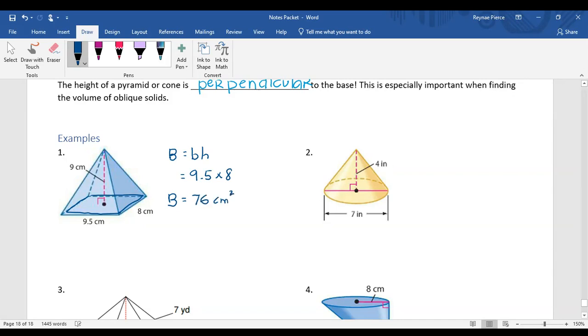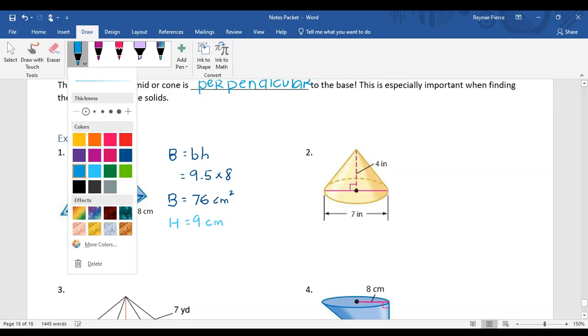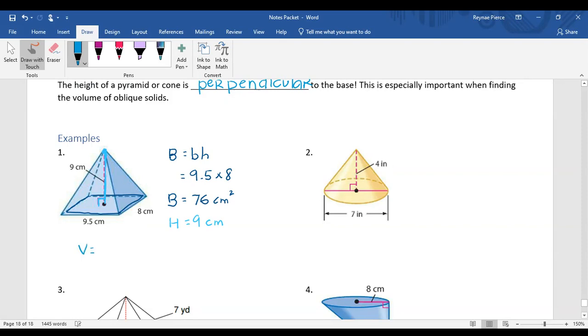Again, the height goes from the vertex to the base, and that has to be perpendicular. So this right angle symbol here is a good sign. Our height is 9 centimeters. And to find the volume, we are just going to take 1/3 times the area of the base that we found times the height. So our volume of this pyramid is 228 cubic centimeters.